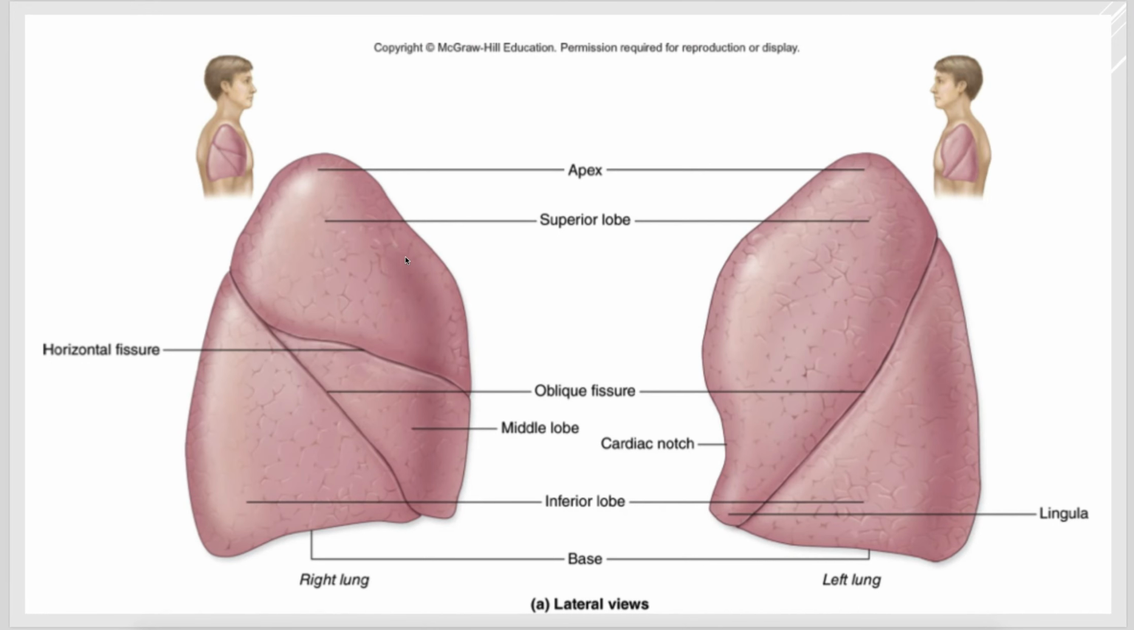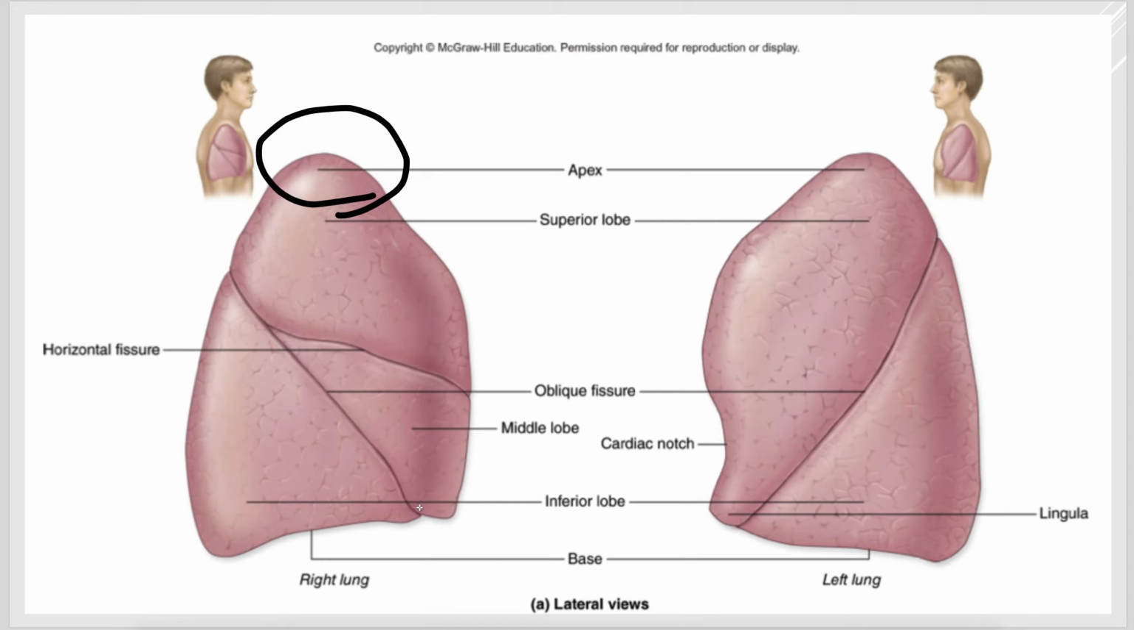So gross anatomy of the lungs, we'll just go to this picture. The superior portion of the lungs is called the apex. The inferior portion is called the base. Again, the right lung has 3 lobes, a superior, a middle, and an inferior lobe. The left lung has 2 lobes, a superior and inferior. The left lung also has something known as the cardiac notch, which is going to accommodate the heart.